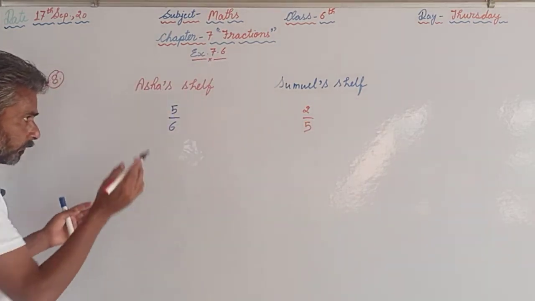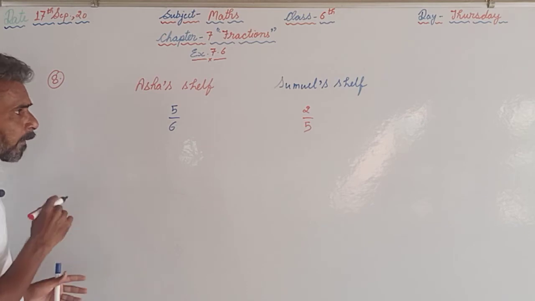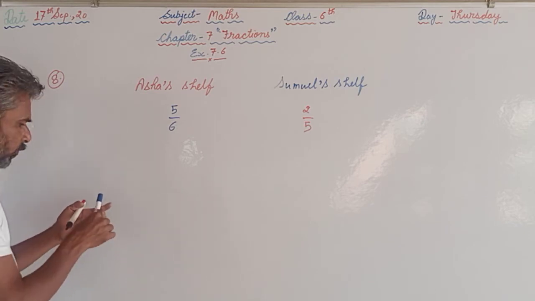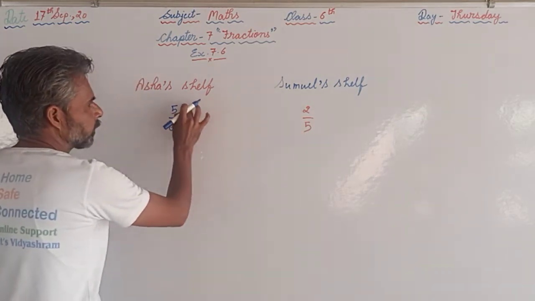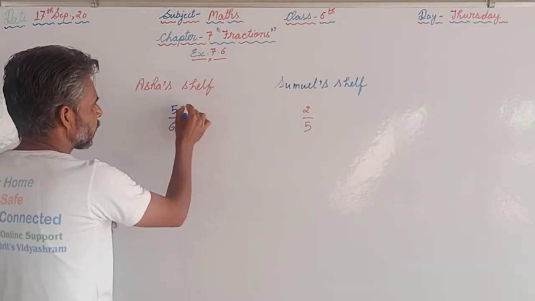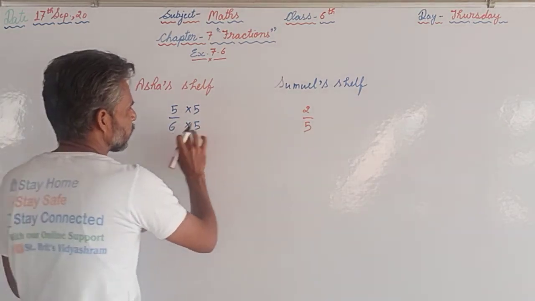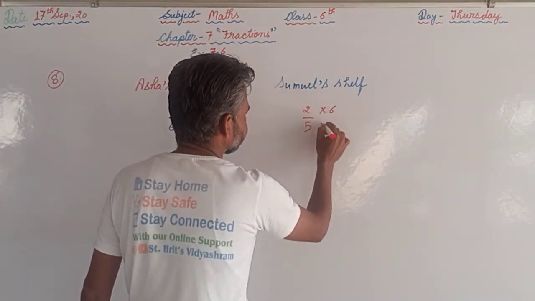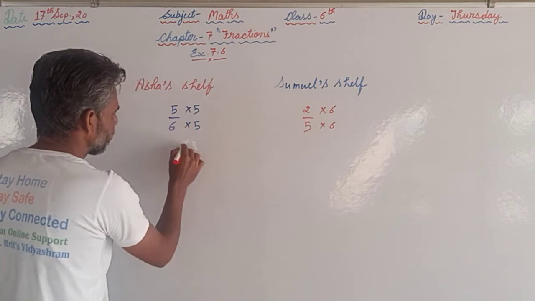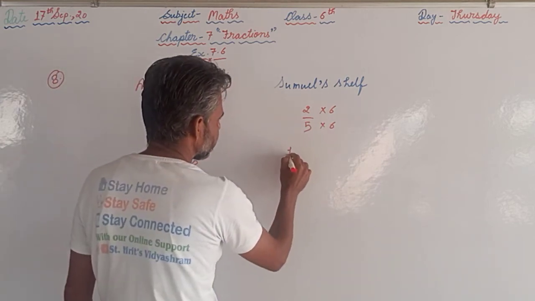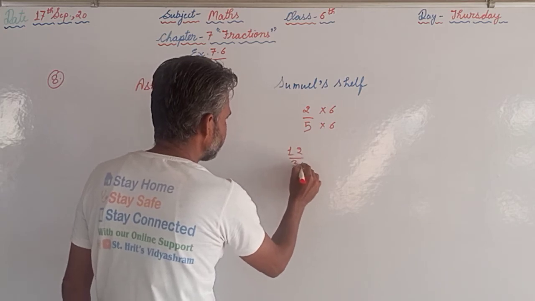So first of all we have to compare. So how can we compare? We can make the denominator the same. So we will multiply here by the denominator, that is 5, and here we are supposed to multiply by 6. So this becomes 25 upon 30 and this becomes 12 upon 30.